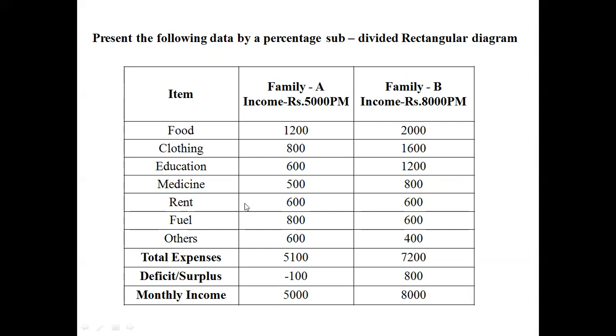So how do we have to show here, how many components are there? There are 7 components, that is food, clothing, education, medicine, rent, fuel, and other. These are the expenditure of the family, and total expenditure comes to 5,100, and the income of the family is 5,000 here. This is 8,000. So therefore 8,000 minus 7,200, that is savings, will be equal to, that is nothing but surplus. We were getting 8,000 rupees, we spent 7,200, so 800 rupees is savings.